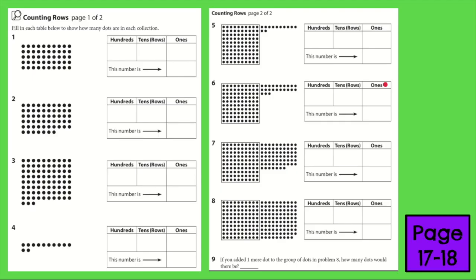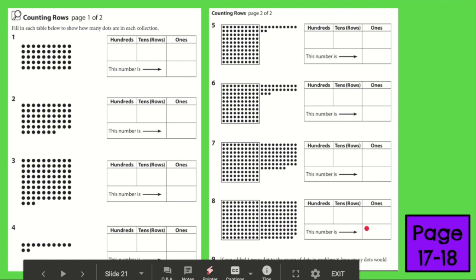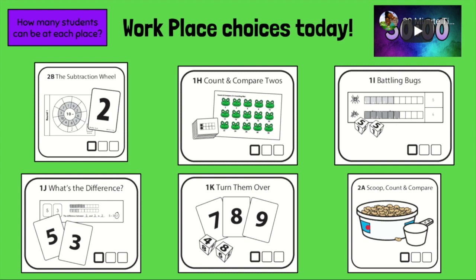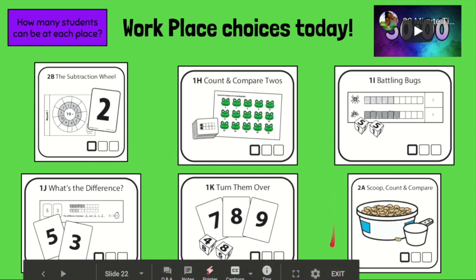So you're going to go to page 17 and 18 in your workbook. You're going to count how many dots there are, and then you're going to write how many hundreds, how many tens, and how many ones, and what is that total number. Do that for each one of these. Then down on number 9, it says, if you added one more dot to the group of dots in problem 8, how many dots would there be? So we saw one similar to this. If you have time, you can work in your workplaces. Good job.